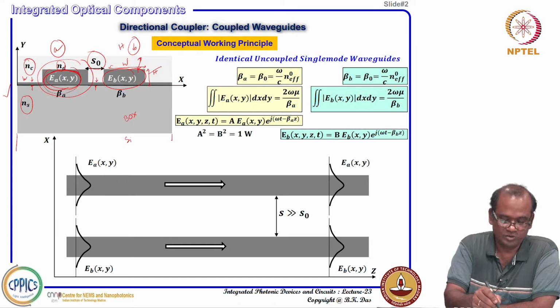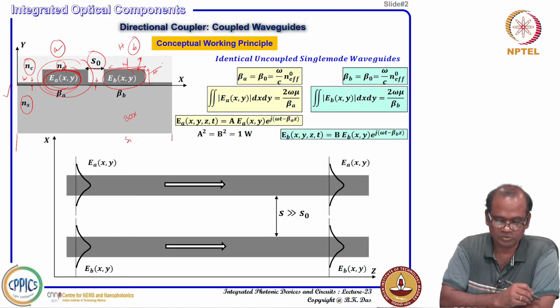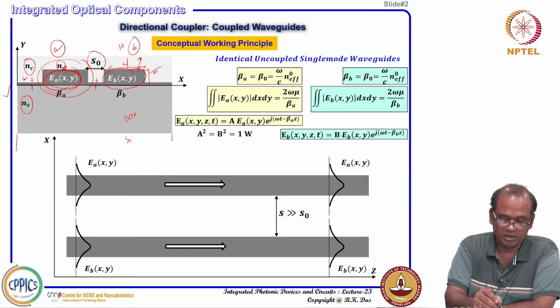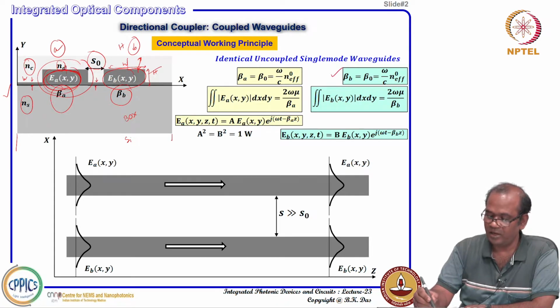Whatever field distribution you are getting here, you just shift it by S naught, the center to center distance. If they are identical, you should get the same field distribution, and the corresponding propagation constants beta A and beta B. If they are identical, beta B equals beta naught, omega by c times n effective naught, and beta A also should be equal to beta naught, omega by c times n effective naught.